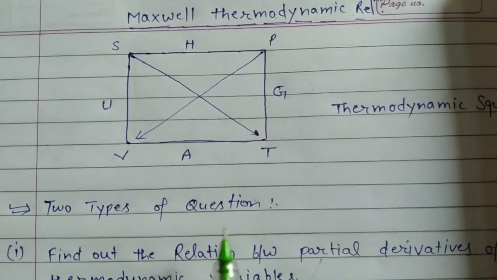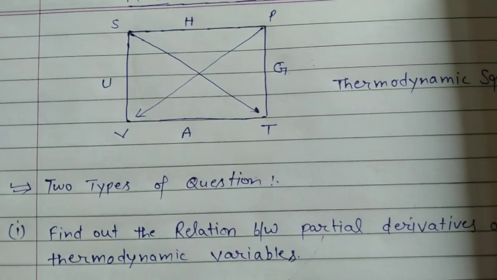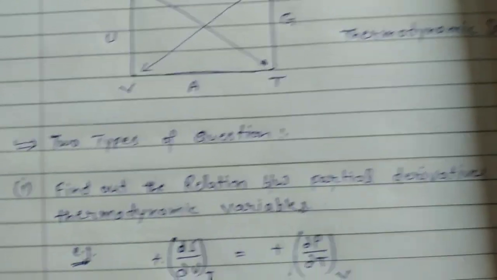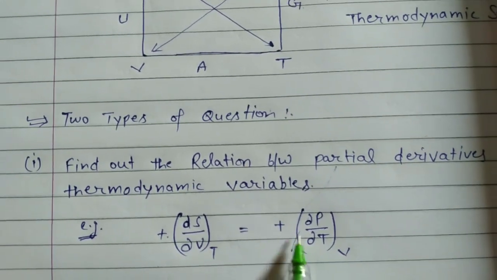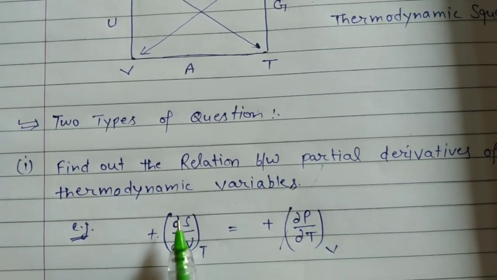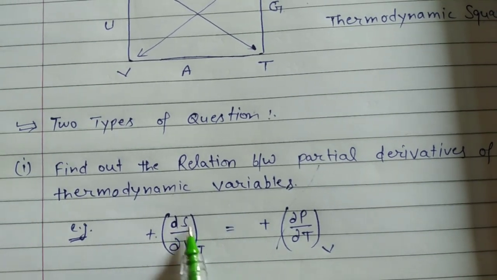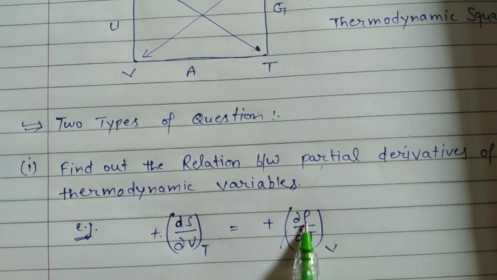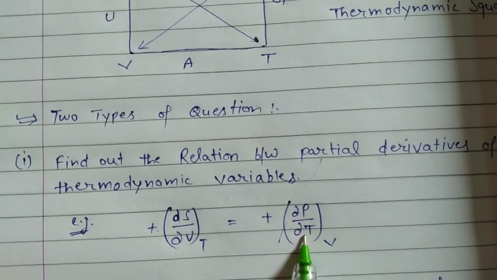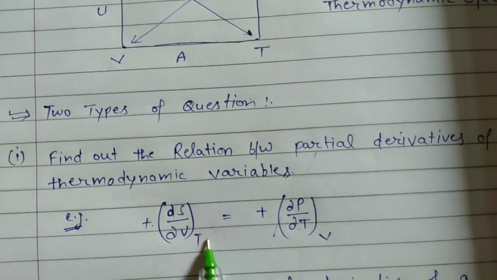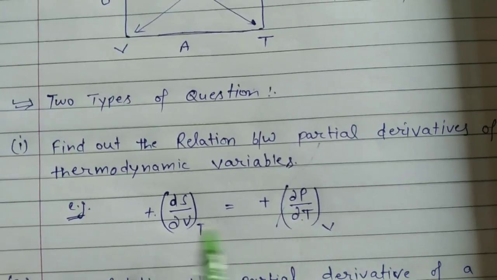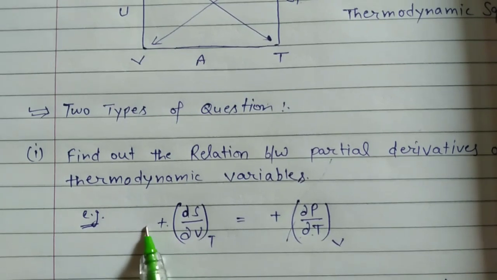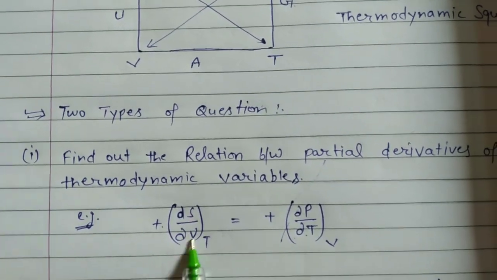Mainly two types of questions can be asked from this topic. The first type is the relation between a thermodynamic variable and a variable. See, this is a relation between thermodynamic variables: the partial derivative of entropy with respect to volume at constant temperature is equal to the partial derivative of pressure with respect to temperature at constant volume. They can give this type of relation and ask whether the given relation is correct or not. We can solve these types of problems based on our thermodynamic square. We will see it later.